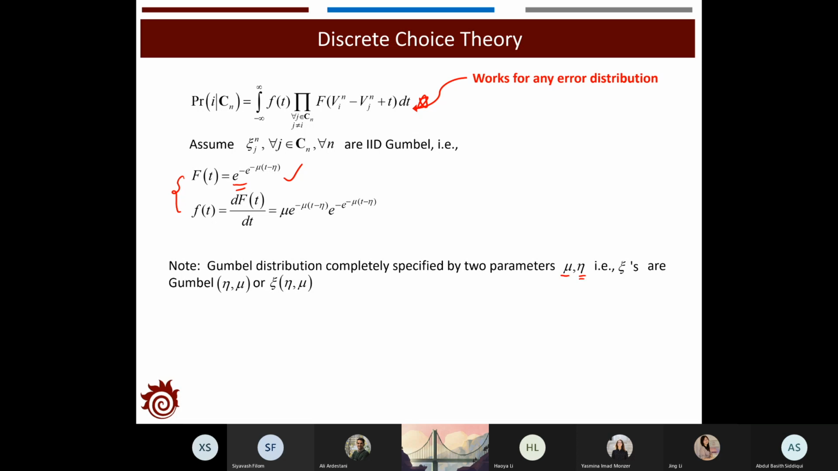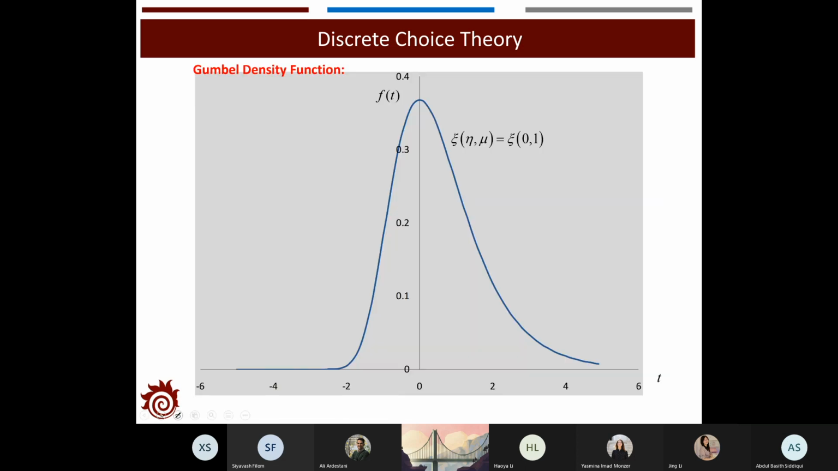So usually we write the Gumbel distribution as Gumbel(eta, mu), or we can simplify this one as epsilon ~ Gumbel(eta, mu). So that's the assumption we made for the Gumbel distribution. And here I will give you a figure to show what the Gumbel distribution looks like. This is the standard Gumbel distribution with eta equal to 0 and mu equal to 1. You can see how the distribution looks.